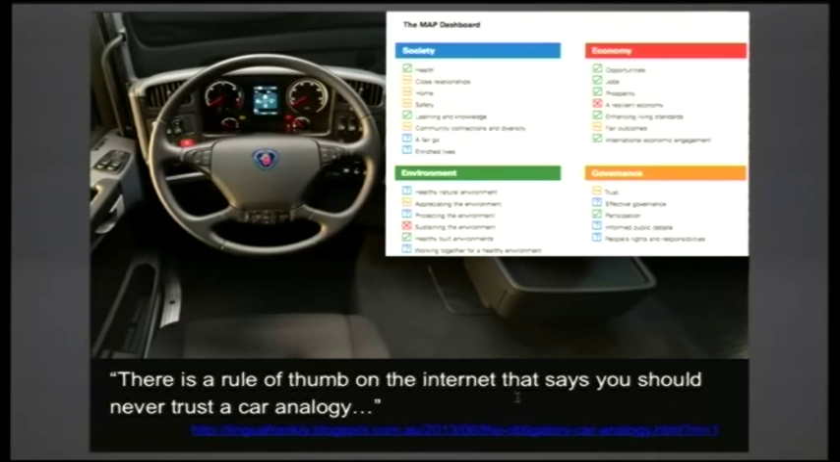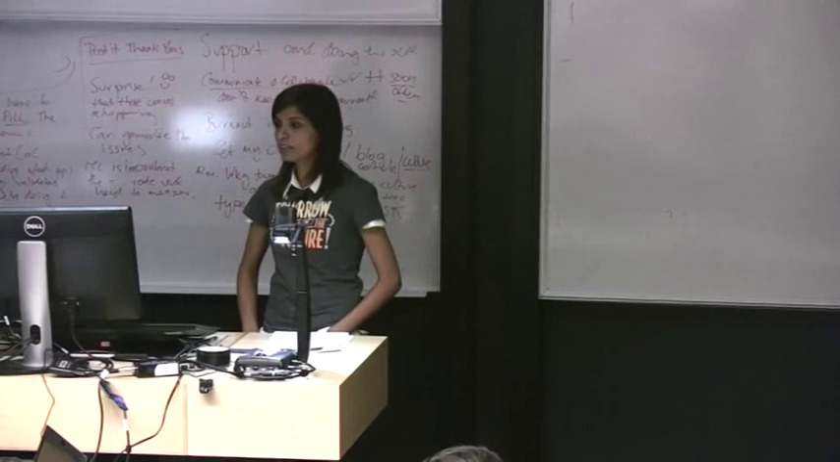I love this quote. There's a rule of thumb on the internet that says you should never trust a car analogy, so I decided to use one. So, imagine you were given the key to a state-of-the-art public policy model. After a little practice, you figured out the key indicators to watch on the dashboard, you know, the fuel indicators, brake lights, etc., and let's mirror this for our economy.